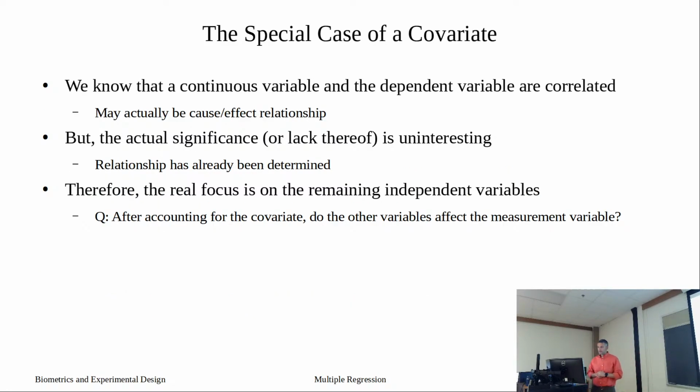All right. So what about this covariate? We know that a continuous variable and a dependent variable are correlated. Let's say, I'm going to use Blake's stuff. He had a lot of fish. We know that length of the fish is correlated to parasite intensities. Bigger fish have higher energy demands. They're going to be eating more food. They expose themselves to more parasites. We know that relationship exists.